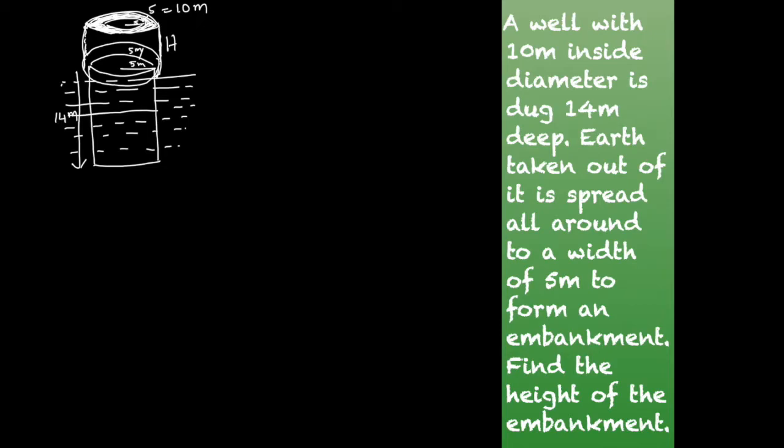Let us assume the inner radius as small r and the outer radius as capital R. The height of the embankment is capital H, and the depth of the well dug is small h. The mud is not wasted. Whatever mud is taken from the well is spread and forms the embankment. So the volume of the mud taken is equal to the volume of the embankment. So how to find it?